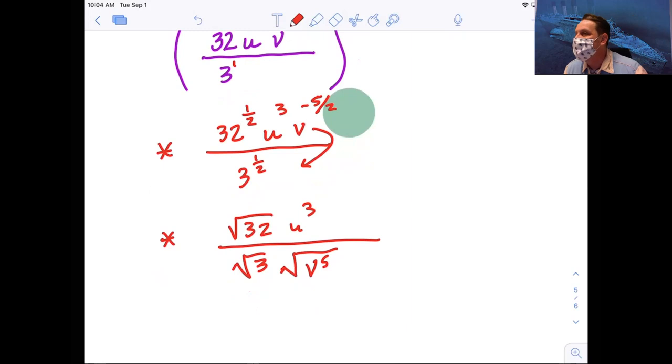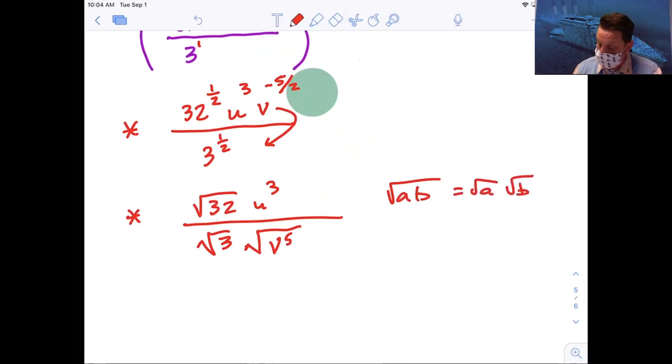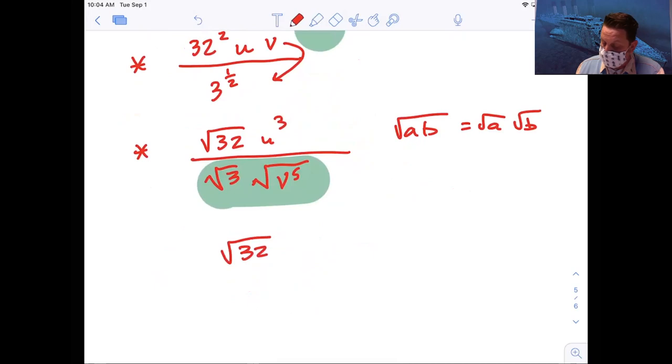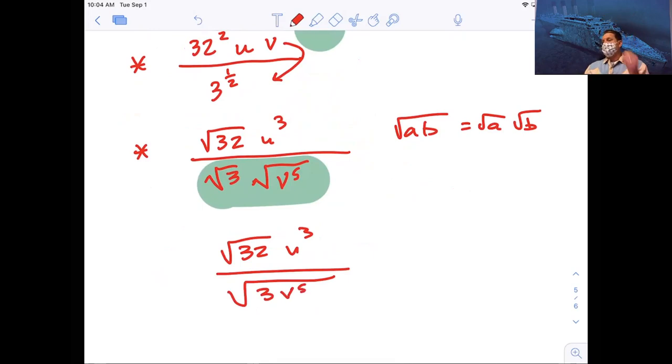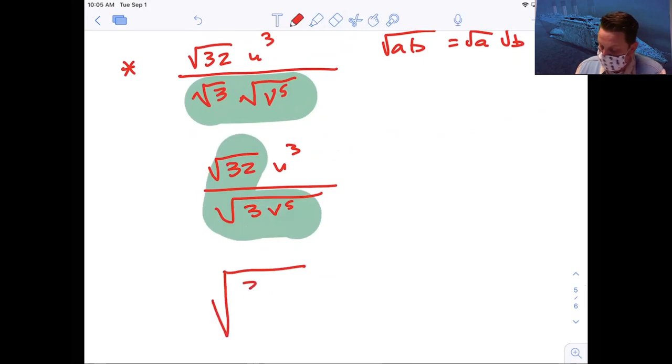Just playing around with the answer at the end? Remember this little property, the square root of A times B is equal to the square root of A times the square root of B. Does that work? Very good. These are both square roots down here, so we could put them together. That's the square root of 32 over u cubed, and we could say that's all over the square root of 3V to the fifth. I would consider that a little bit more simplified because, remember, simplified means less stuff, right? And that's one fewer radical sign to write. If you really wanted to, you could now combine these two and say it's the square root of 32 over 3V to the fifth, and then times u cubed off to the side.